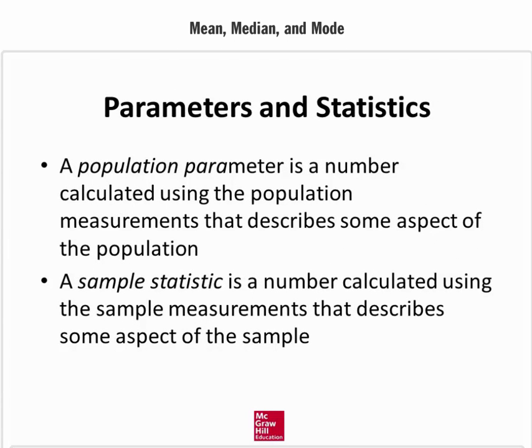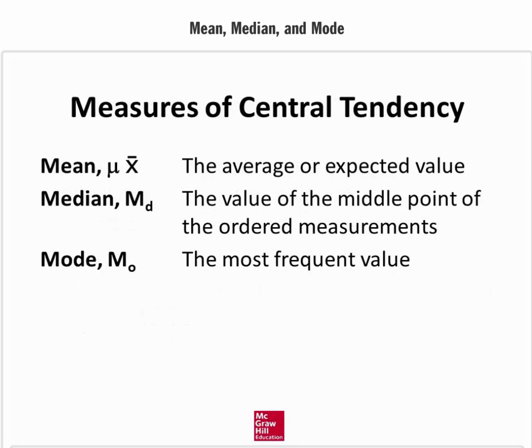When a summary measure that describes some aspect of a data set is computed using population data from a census, it is called a population parameter. For example, a population mean is the average of all the values in a population. When the same measurement is calculated using sample data, it is called a sample statistic. Measures of central tendency tell us where the center of the data tends to be.